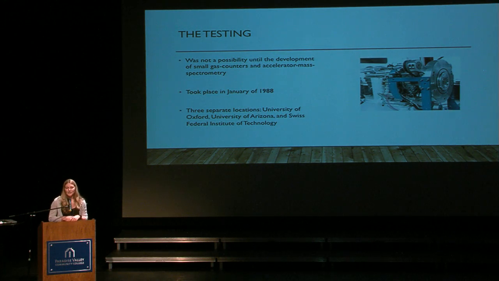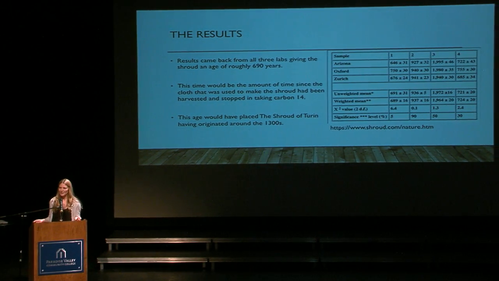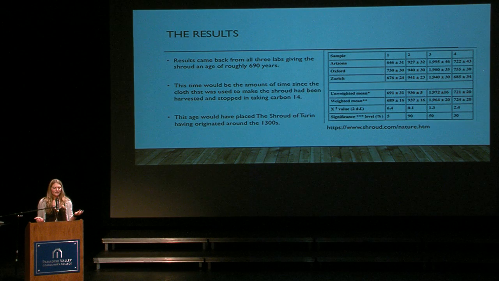They did the testing in January of 1988. They took a piece of small cloth to 3 different labs, and they all tested them at the same time. And the results came back. And as you can see, the results are in the first column of that table, and they all came back with about 690 years, putting the cloth at about 1300s. Obviously, this couldn't be Christ the Messiah if he had died in the early turn of the century.